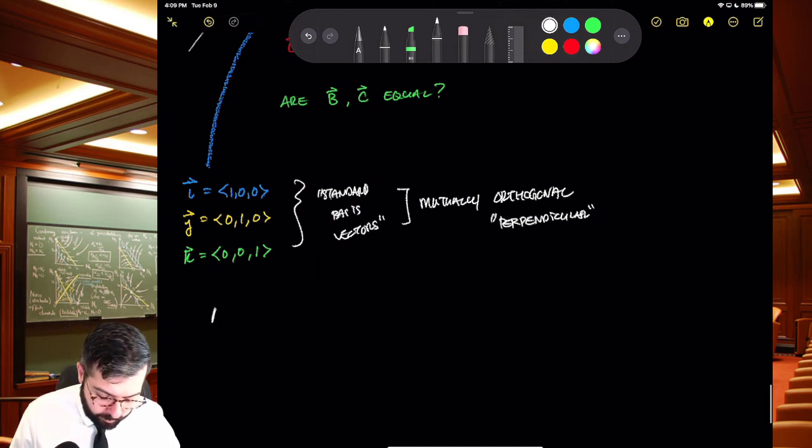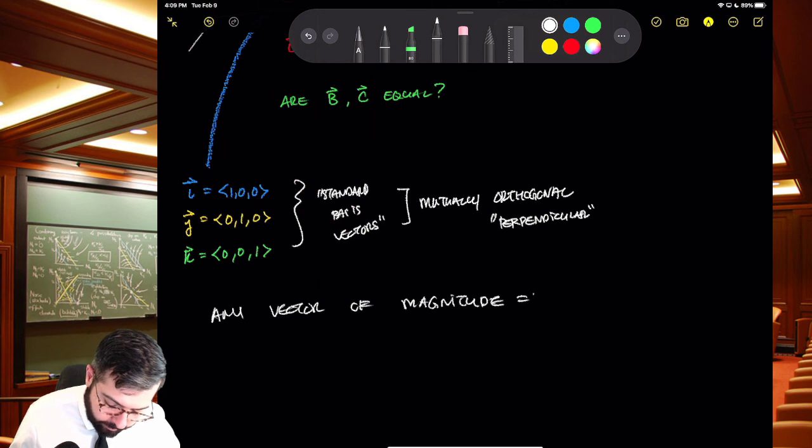But we do say that any vector of magnitude or length 1 is a unit vector.